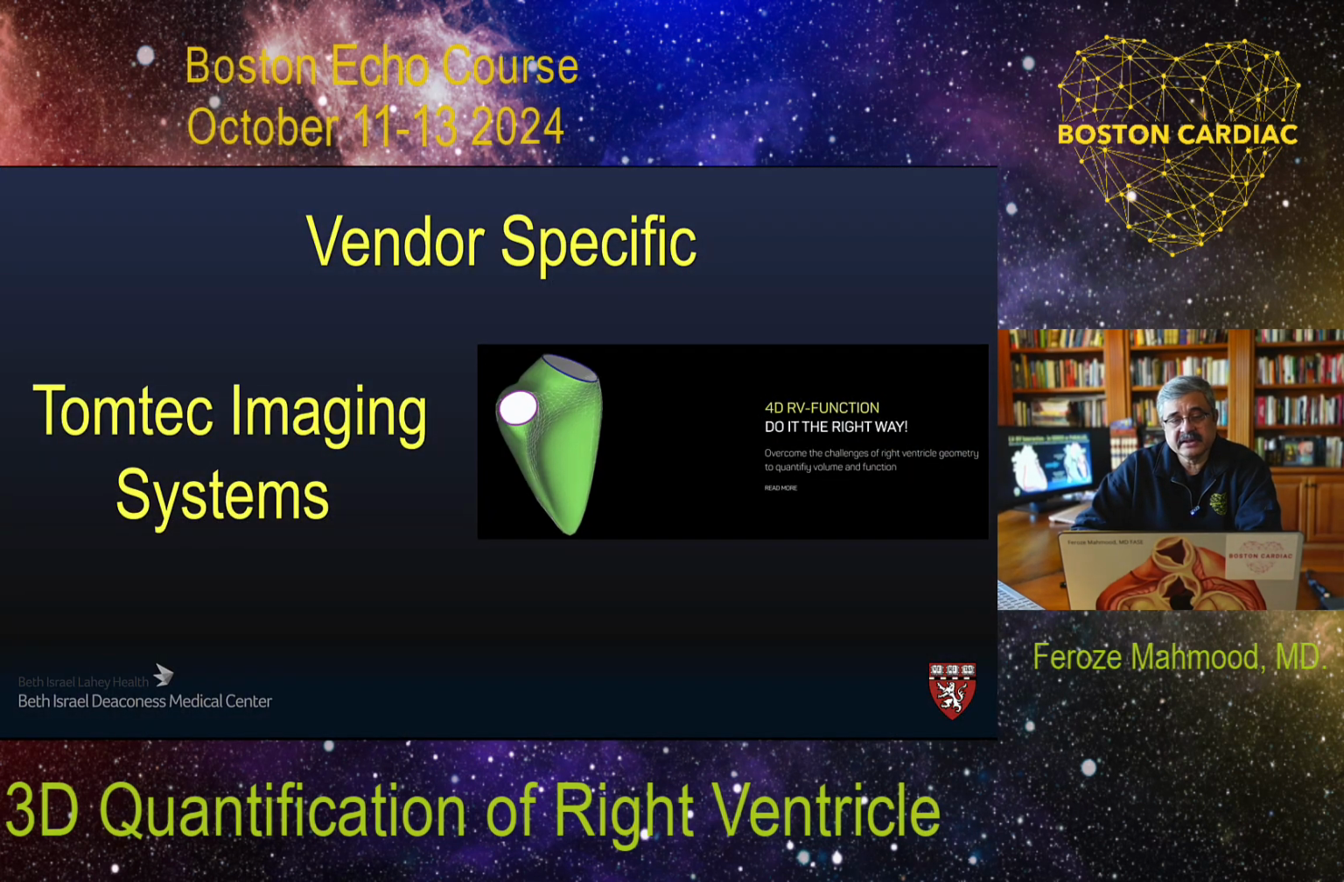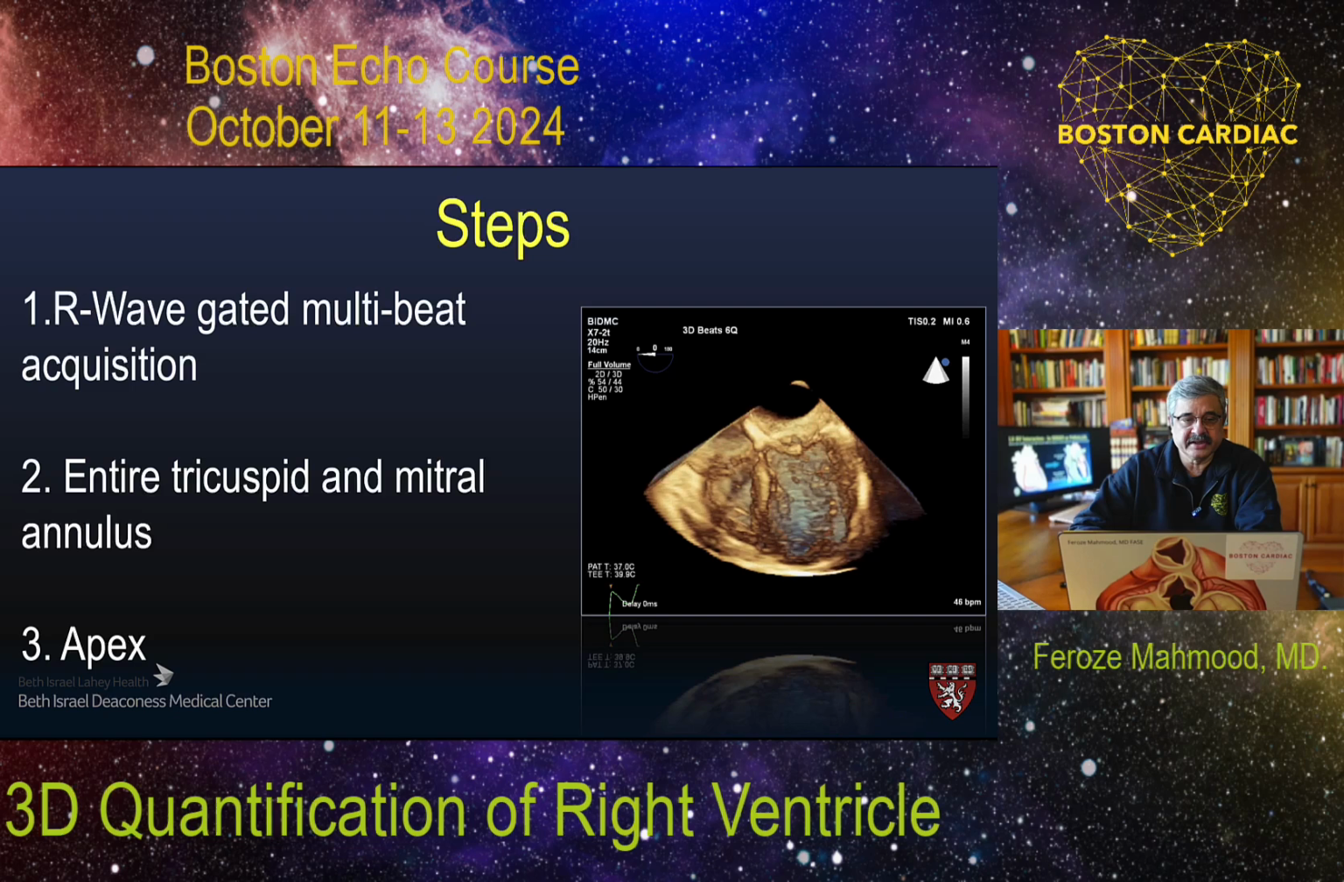So one of the best systems is the TomTec imaging system. I don't have any commercial affiliation. I think it's one of the best and one of the first systems that was based on artificial intelligence of automated structure recognition and tracking in the various frames of systole and diastole acquired over an R-wave gated acquisition, which has offered the most promise and set the standard.